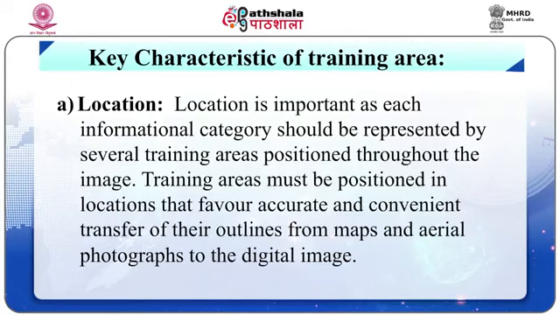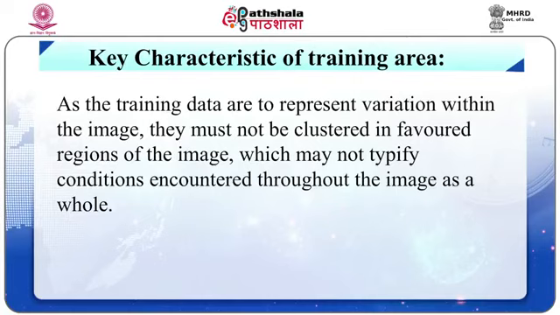The second is location. Location is important as each information category should be represented by several training areas positioned throughout the image. The training areas must be positioned in locations that favor accurate and convenient transfer of the outlines from maps and aerial photographs to the digital image. As the training areas are to represent variation within the image, they must not be clustered in a favored region of the image, which may not typify conditions encountered throughout the image as a whole.